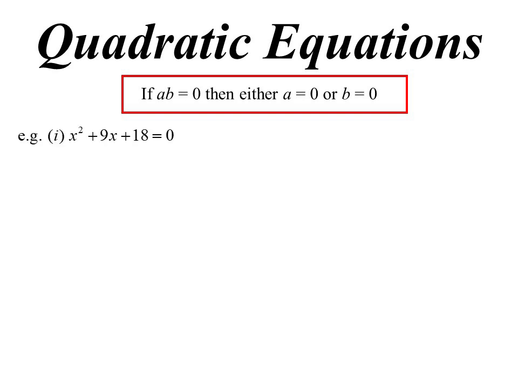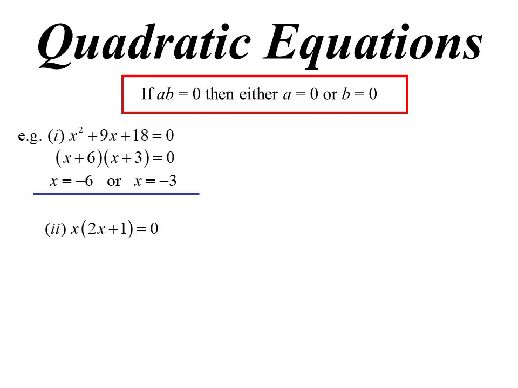Hopefully, we keep our fingers crossed, we can factorise it. And this one here multiplies together to give 18, adds together to give 9. Oh yes, we can do that one. From there, what we're saying was one of these factors must be equal to 0. So either x plus 6 is equal to 0, so x is negative 6, or x plus 3 is equal to 0, so x is negative 3. That's our basic idea behind quadratics.